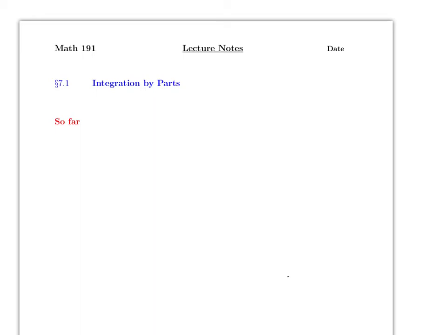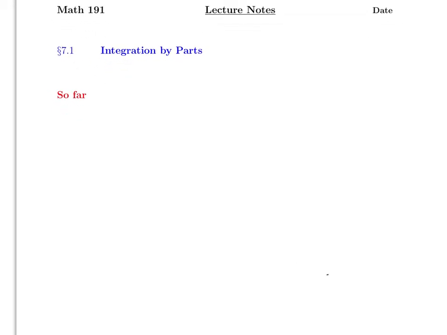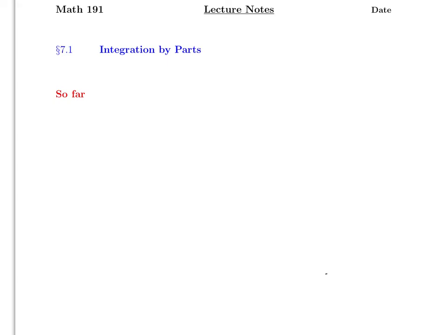Now, before we go into integration by parts, let's review what we have done so far when it comes to integration. So far, we have technically done only one, maybe two things. Integration, remember, is nothing more than antiderivatives. So in theory and reality, we have only done one method besides the antiderivatives.